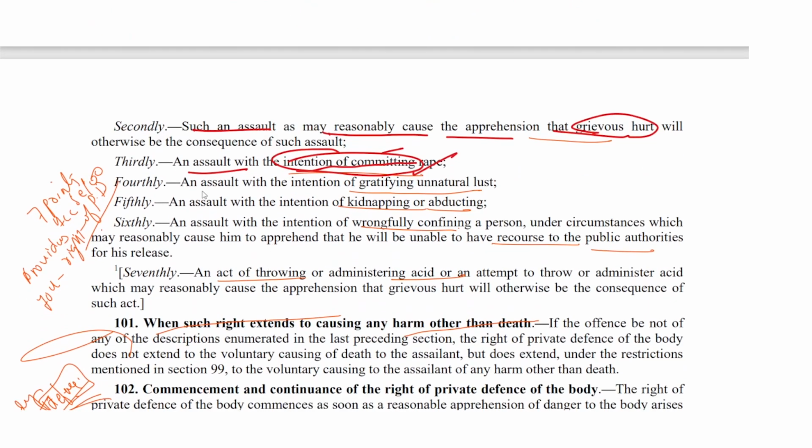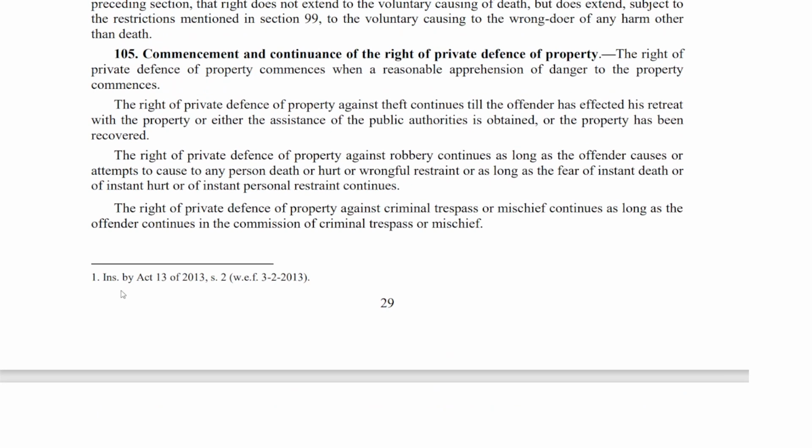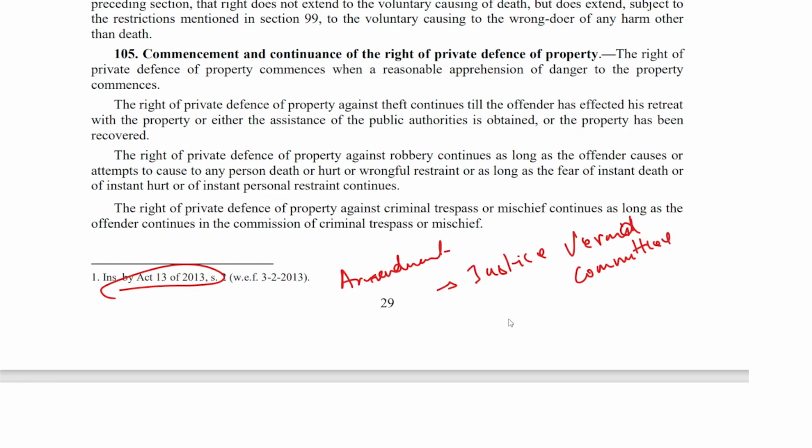Same goes with the fourth, fifth, sixth, and seventh sub-clauses. Administration of acid: this has recently been added. This was an amendment which was brought by the Justice Verma committee report and brought about an amendment for the whole criminal law.